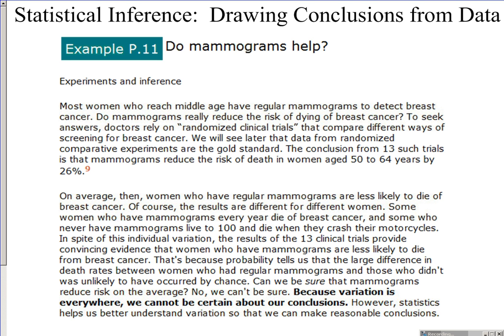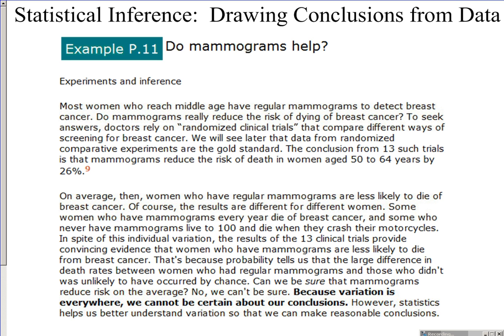Of course, the results are different for different women. Some women who have mammograms every year die of breast cancer, and some who never have mammograms live to 100 and die when they crash their motorcycles. Okay, this book, as in most statistics books, will have little what are supposed to be humorous tidbits like that in there. You can kind of just ignore it as far as the statistical thinking. If you find it funny, feel free to laugh.